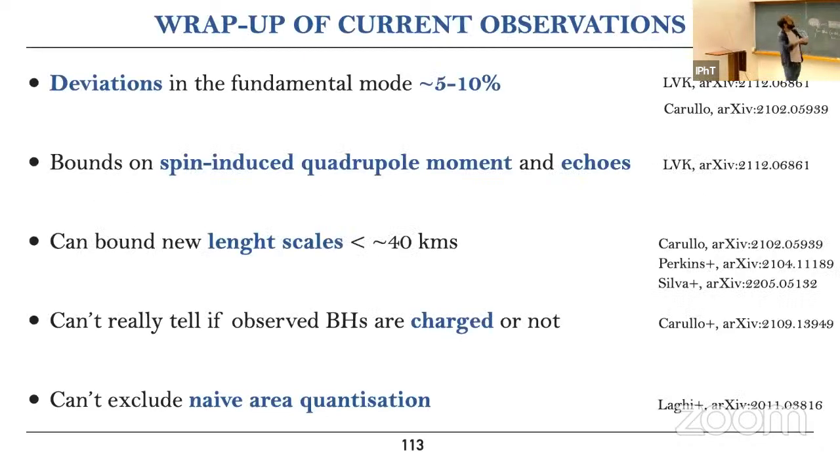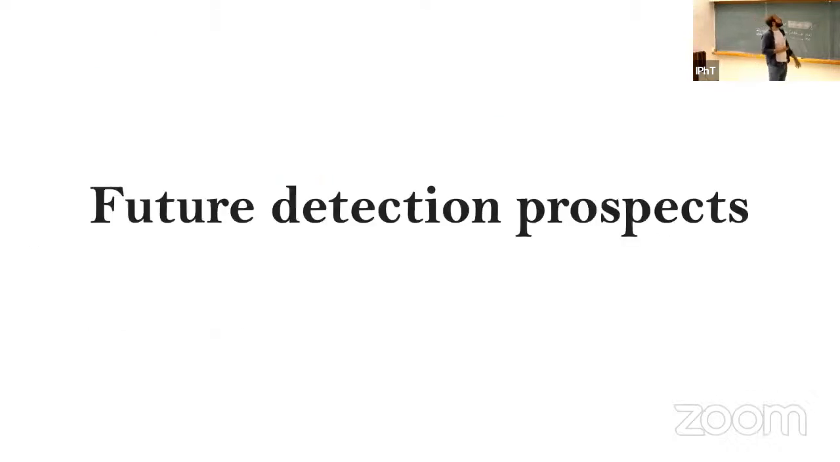So just to give you a wrap up of current observations, what do we know? We know that in the fundamental mode, we can bound deviations of GR by 5–10%. We know that we have certain bounds on the spin-induced quadrupole moment, and we know that there are no echoes for now. We can bound new length scales to be smaller than 40 kilometers. We cannot really know if these black holes are charged or not, and we cannot exclude naive area quantization models that affect the horizon. This is what we know now.